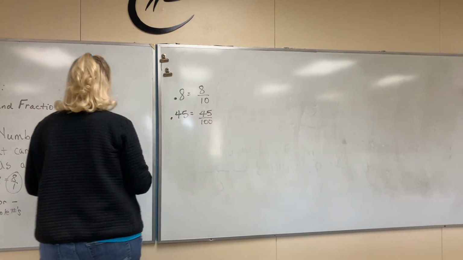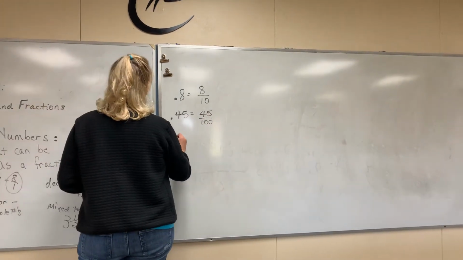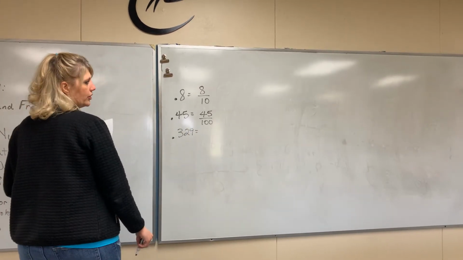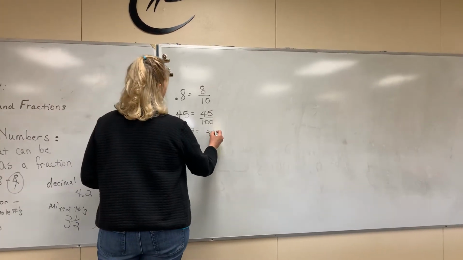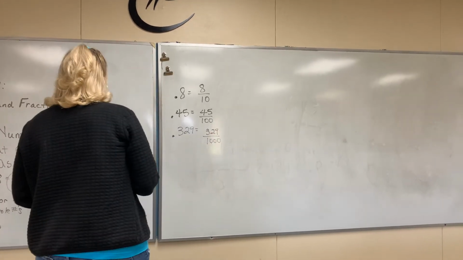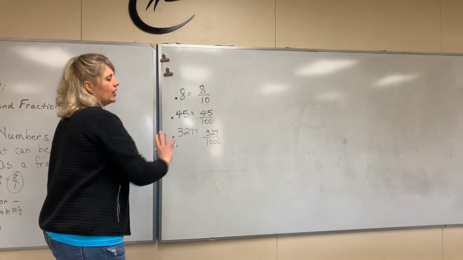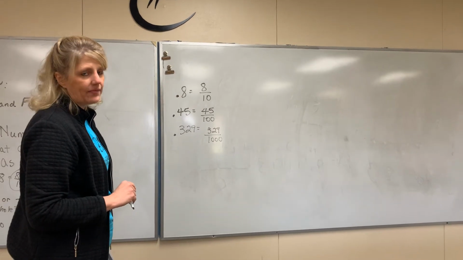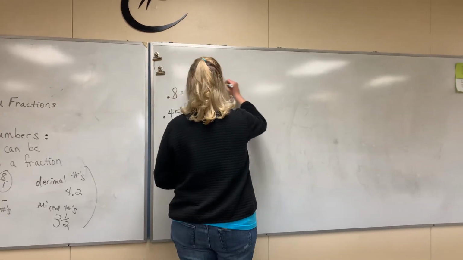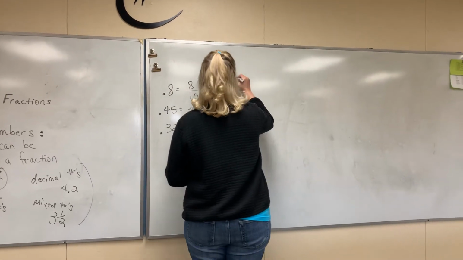45 over 100. And then if you had 0.329, how do you say that? 329 thousandths. So we're going to put 329 over 1,000. So that was changing the decimals to a fraction. And like I said, y'all are very familiar with that. That is not new. Okay, now let's review how to change a fraction to a decimal.